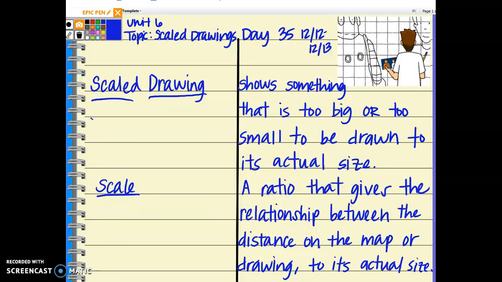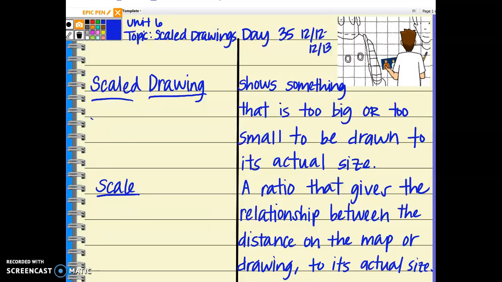Alright, so a scaled drawing shows something that's too big or too small to be drawn to its actual size. If you think about a blueprint of a house, for instance, that would be an example of a scaled drawing. They may say that a door is so many inches on the scaled drawing that represents so many feet in real life.